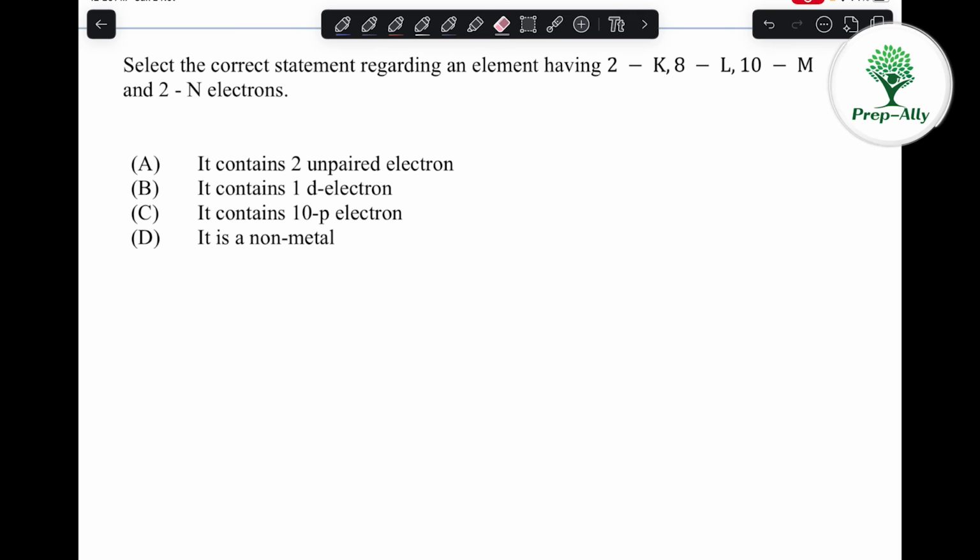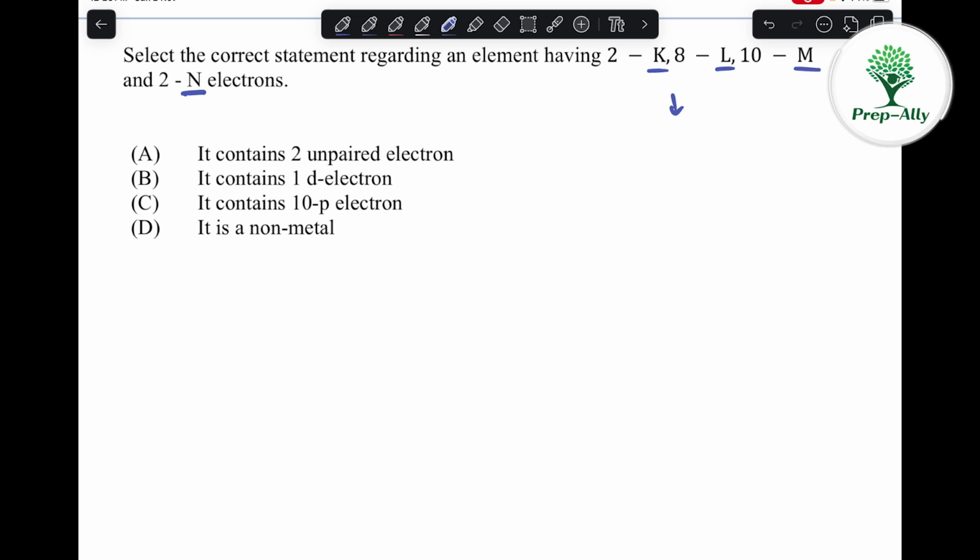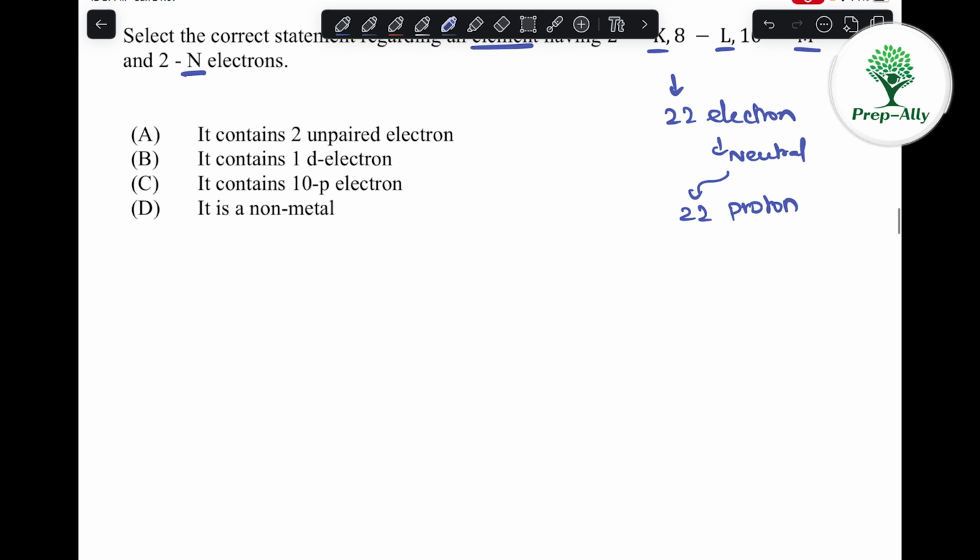Select the correct statement regarding an element having 2 electrons in K shell, 8 electrons in L shell, 10 electrons in M shell and then 2 electrons in N shell. What does this mean? Let's count the total number of electrons. Let's take that the element is neutral. So it will have 2, 8, total 10, 20, 22 electrons in there. So 22 electrons, it is neutral, so it is going to contain the same number of protons as well. So it is 22 protons.